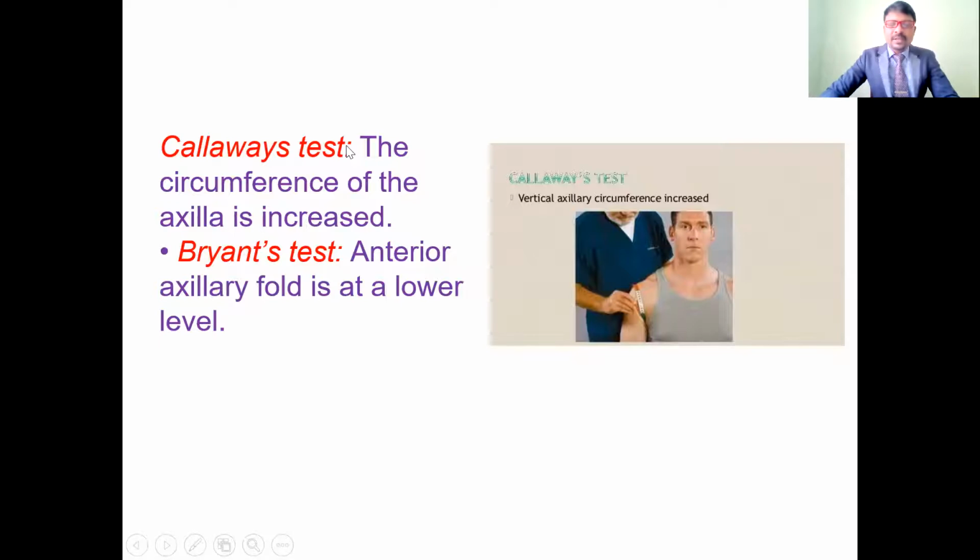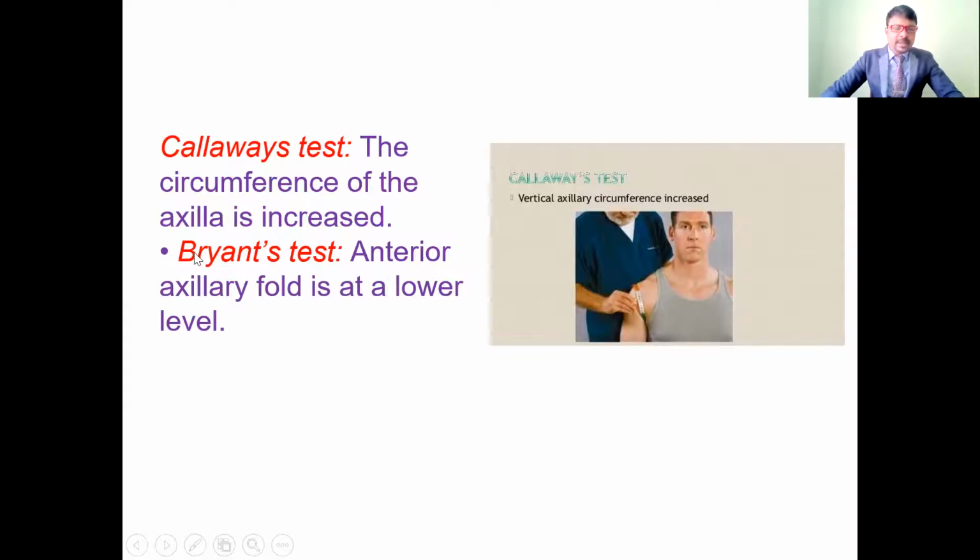In this test, you check the circumference of the axilla. Normally, the axilla circumference is going to be increased because of the displacement. The head of the humerus comes to either the subglenoid or subcoracoid position, or in the case of a subclavicular dislocation, even intrathoracic, which is major. Because of this displacement of the head of the humerus, if you check with a measuring tape, the axilla circumference is going to be increased. So this is another special sign for anterior dislocations.